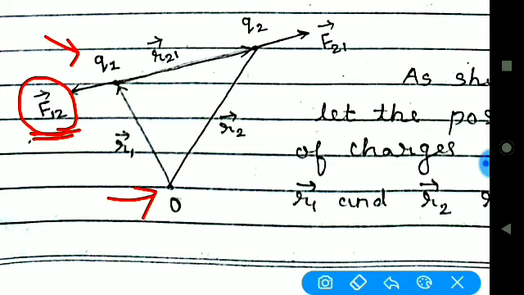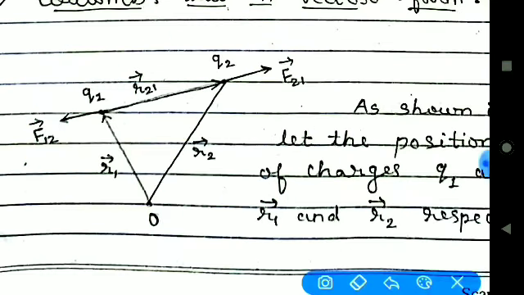Now let us consider a reference point O, that is the origin. The position of charged particle Q1 is given by the position vector R1, and the position of charged particle Q2 is given by position vector R2. So now let us find the force acting on charge Q2 due to charge Q1, and that is represented by F21, force on 2 due to 1.